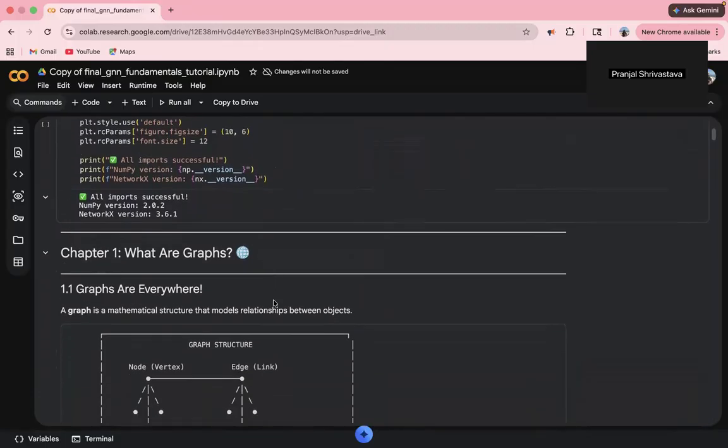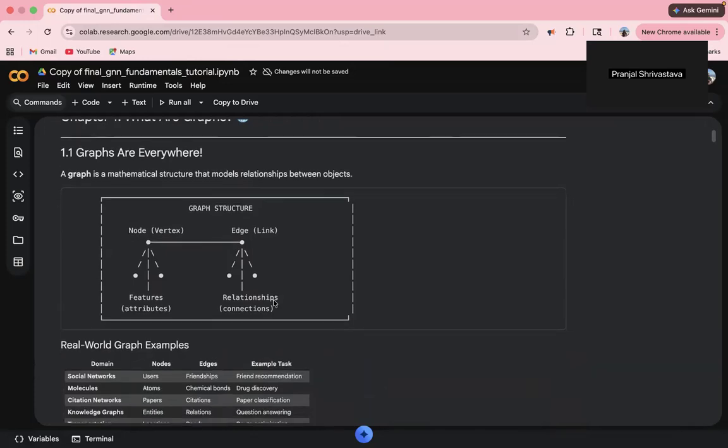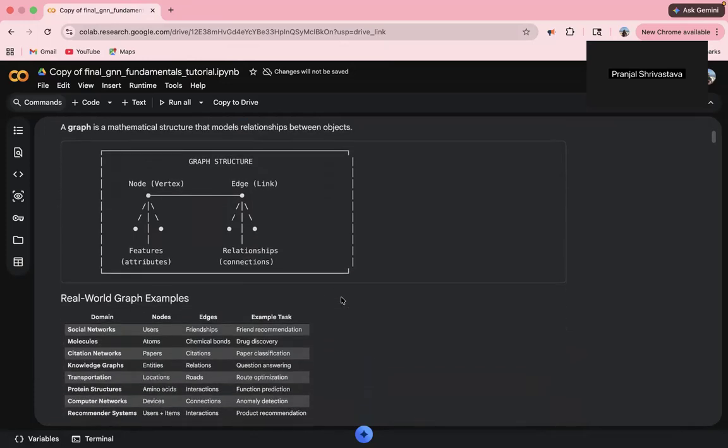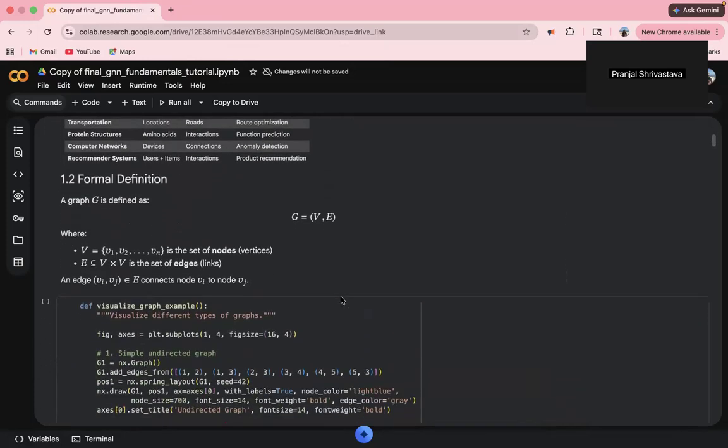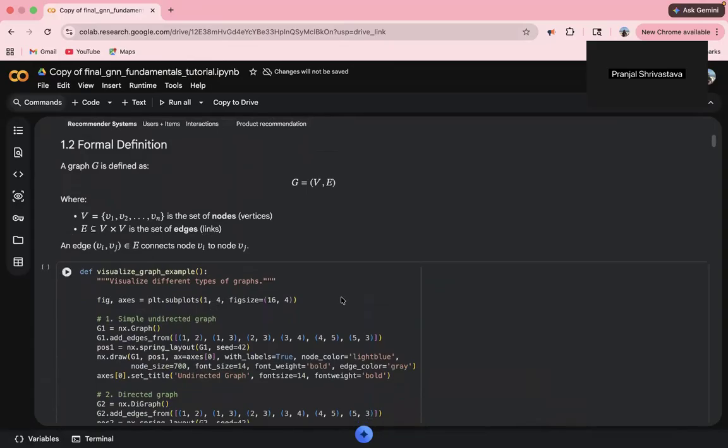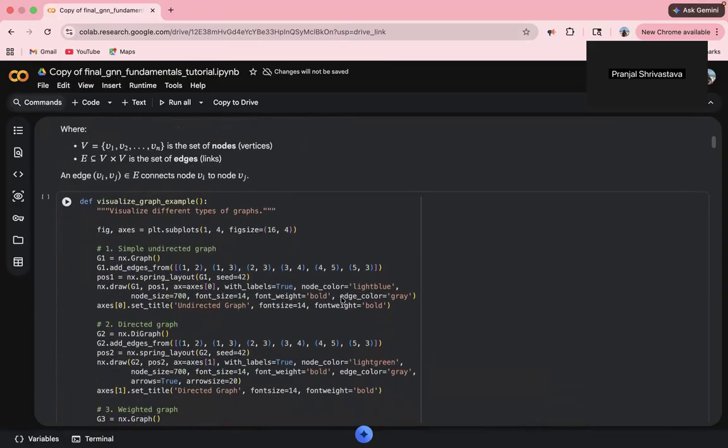Chapter 1. What are graphs? Graphs are everywhere. A graph is a mathematical structure that models relationships between objects. This cell visualizes four common types.